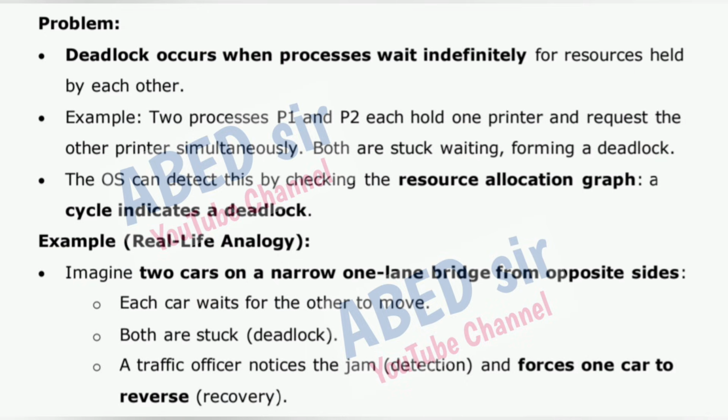Problem. Deadlock occurs when processes wait indefinitely for resources held by each other. Example, two processes P1 and P2 each hold one printer and request the other printer simultaneously. Both are stuck waiting, forming a deadlock. The OS can detect this by checking the resource allocation graph. A cycle indicates a deadlock.